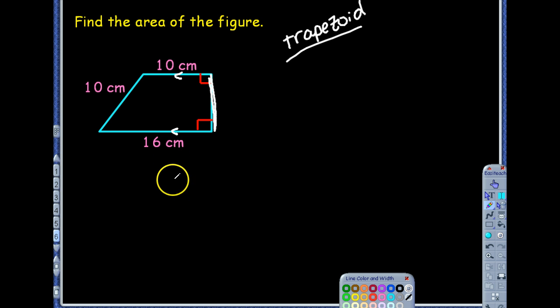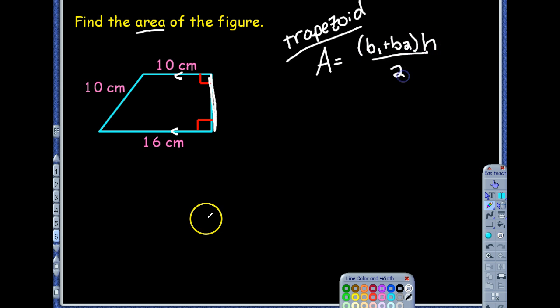Now, what's the formula we learned to find the area of a trapezoid? Okay, so area equals, and there's different ways you can do it, I'm just going to do the sum of, in parentheses, b1 plus b2 times that h, all over 2. Lots of ways to write that. You could say half of the sum of the bases times the height.